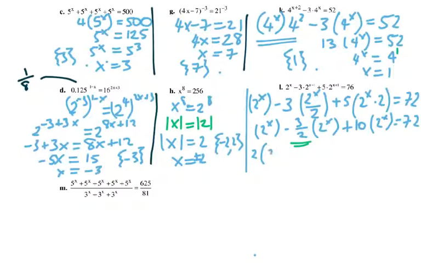So I have 2 lots of 2 to the power of x. Remember, we multiply everything by 2. Minus 3 lots of 2 to the power of x plus 20 times 2 to the power of x here. And when we multiply 72 by 2, we get 154.